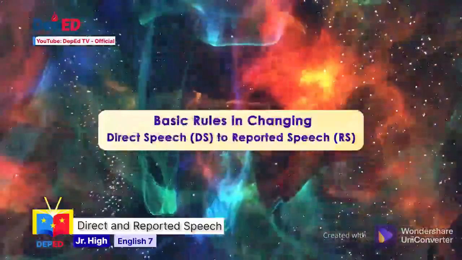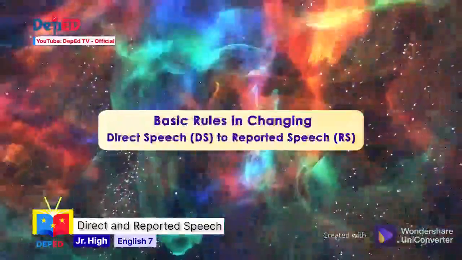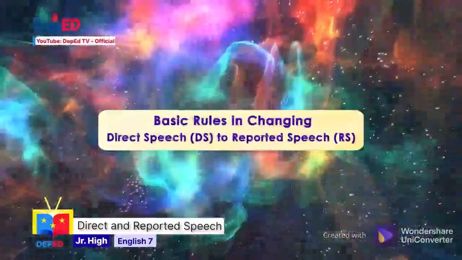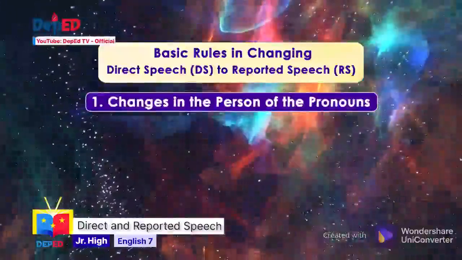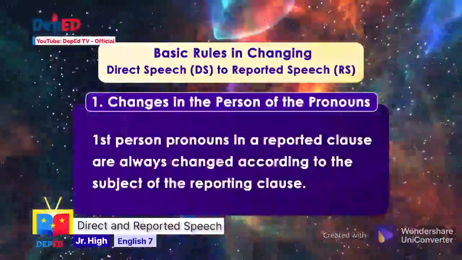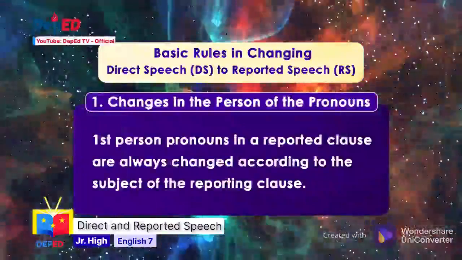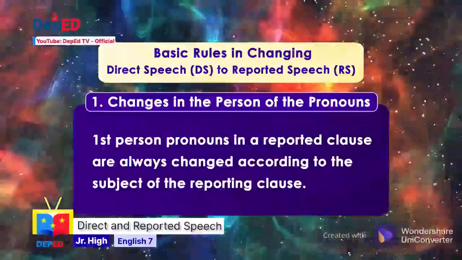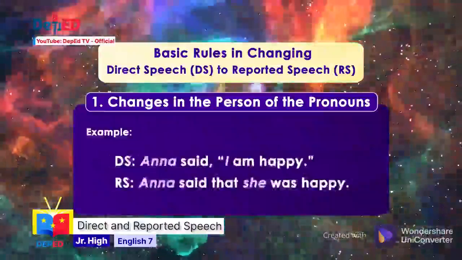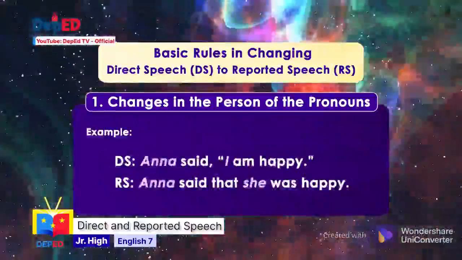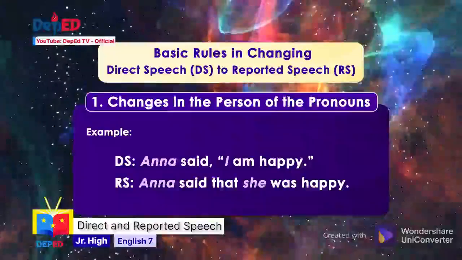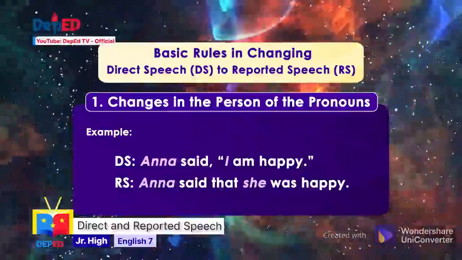Here are the basic rules in changing direct speech, DS, to reported speech, or RS. Number 1. Changes in the person of the pronouns. First-person pronouns in a reported clause are always changed according to the subject of the reporting clause. Examples. DS. Anna said, "I am happy." RS. Anna said that she was happy.